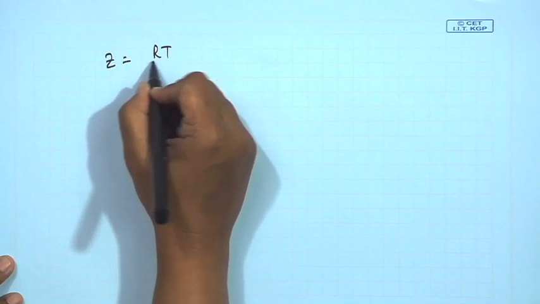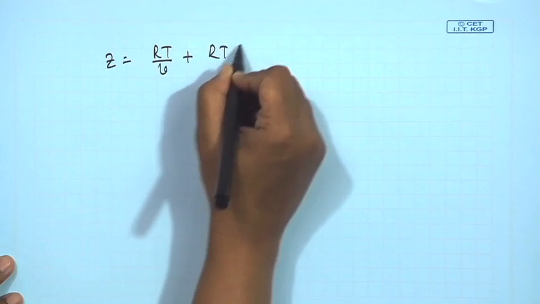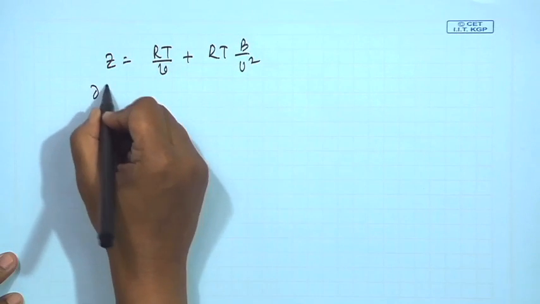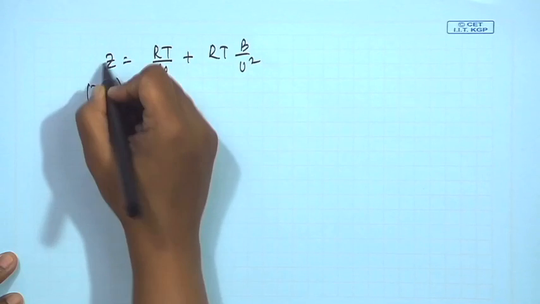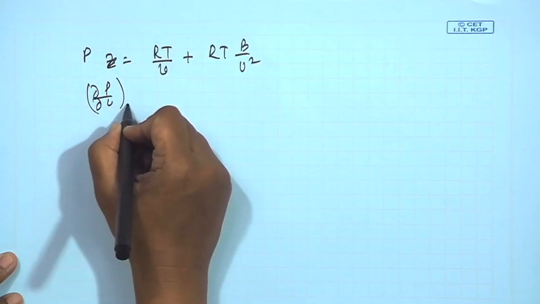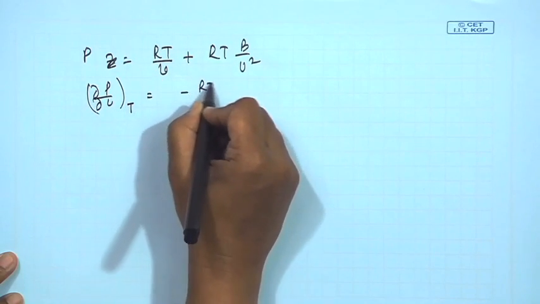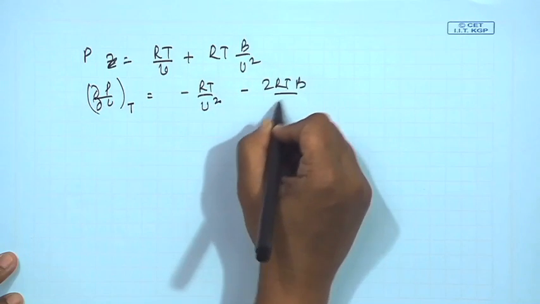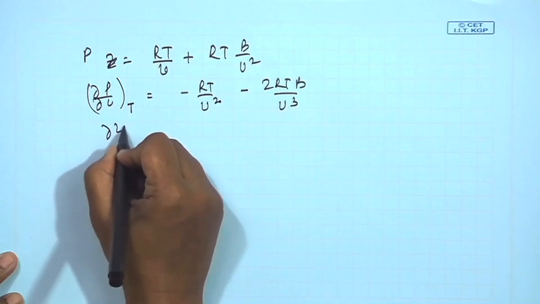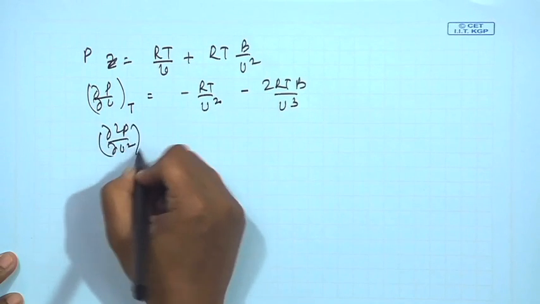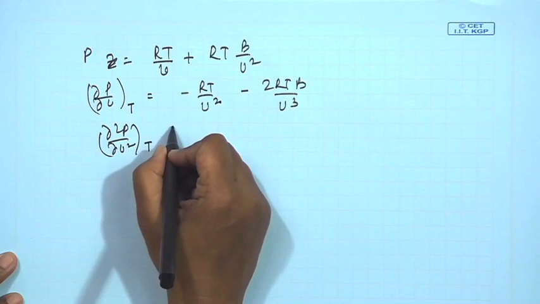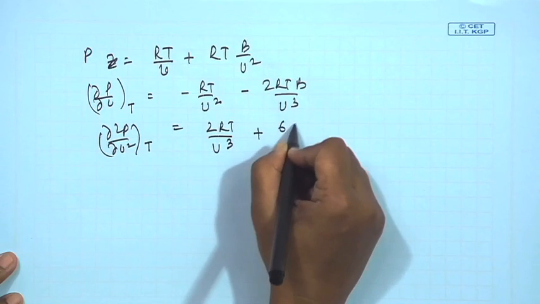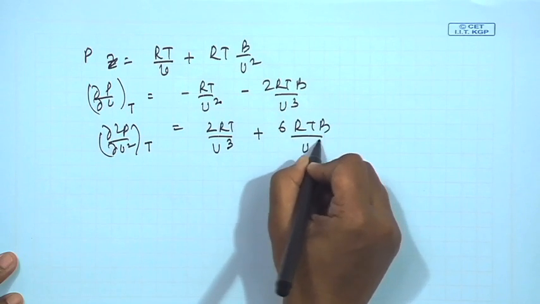What is it? P equals RT by V plus RT B by V square, right. What is del P del V at constant T? It is minus RT by V square minus 2 RT B by V cube. What is del 2 P del V 2 at constant T? Simply I am performing differentiations and nothing else. I get the equation as this.